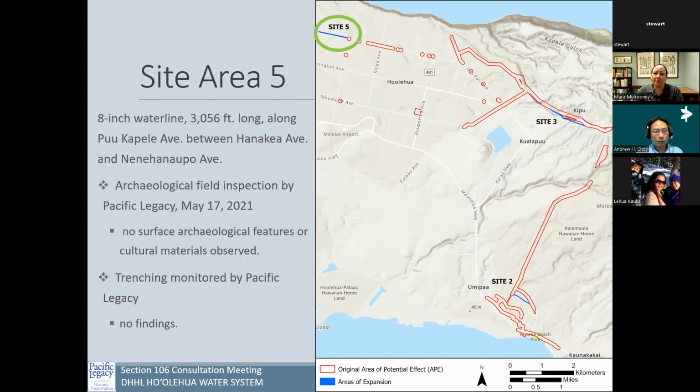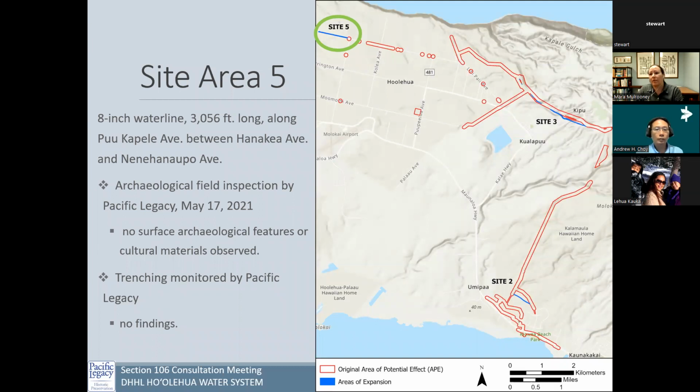In site area 5, which is an 8-inch water line that's about 3,000 feet long, running along Pu'ukapele Avenue between Hanakea Avenue and Nene Hanaupo Avenue in Ho'olehua, an archaeological field inspection by our archaeologists was conducted on May 17th of 2021. There were no surface archaeological features or cultural materials observed. The trenching was monitored in June 2021 by our full-time monitors who are on site. And again, there were no findings.